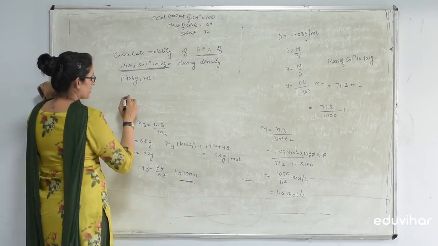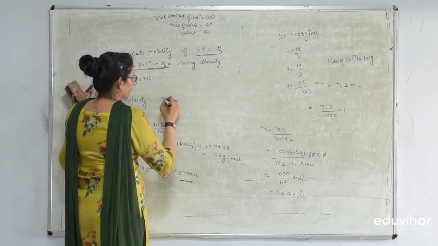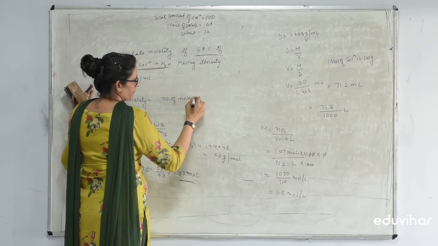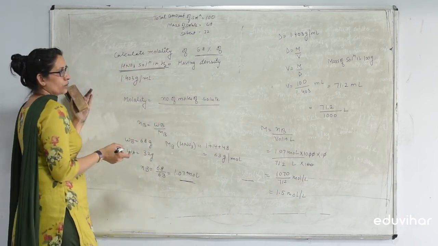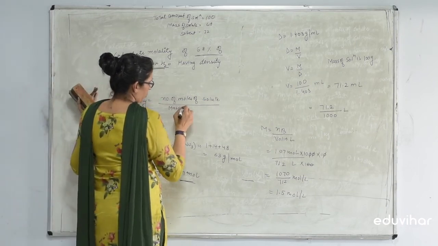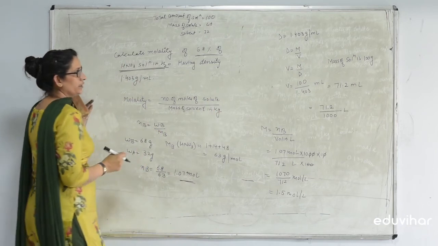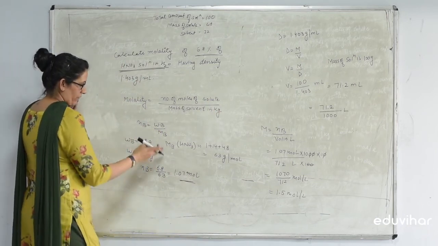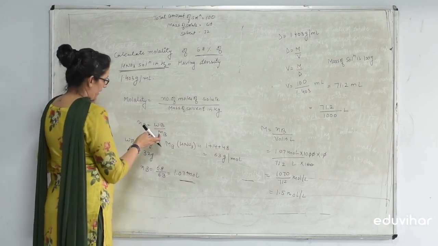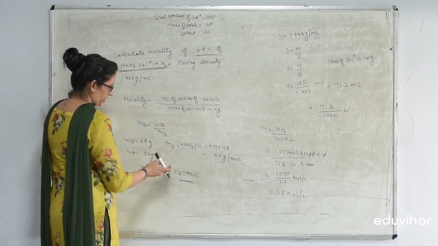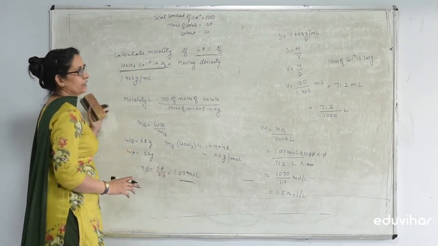As we know, molality is equal to, what is molality? Number of moles of solute divided by mass of solvent in kg. Clear? nB we have calculated, that is 1.07. How did we calculate? nB is equal to WB by MB. WB is 68, MB is 63. So nB is equal to 68 divided by 63, that is 1.07 mole. Okay.